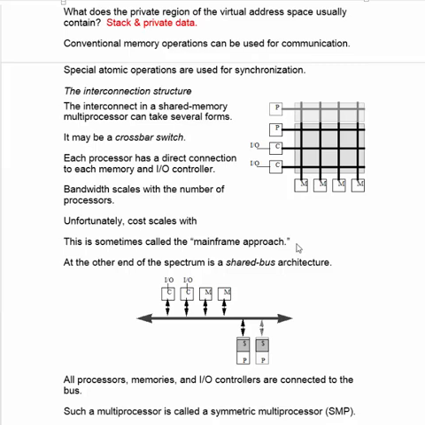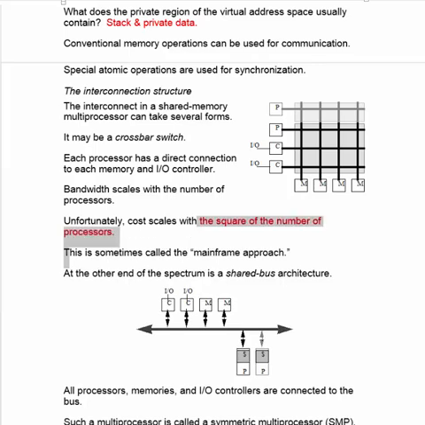But bandwidth isn't the only thing that scales. Cost also scales, but it scales not with the number of processors. Note that you need a connection from each processor to each memory. So every time you add a new processor, you've got to add a connection to every memory, and that means that cost scales with the square of the number of processors.